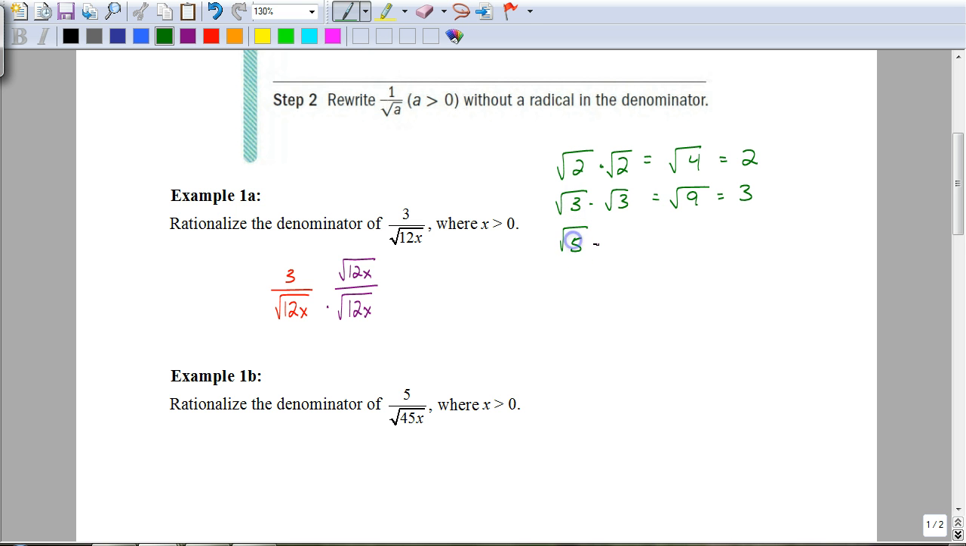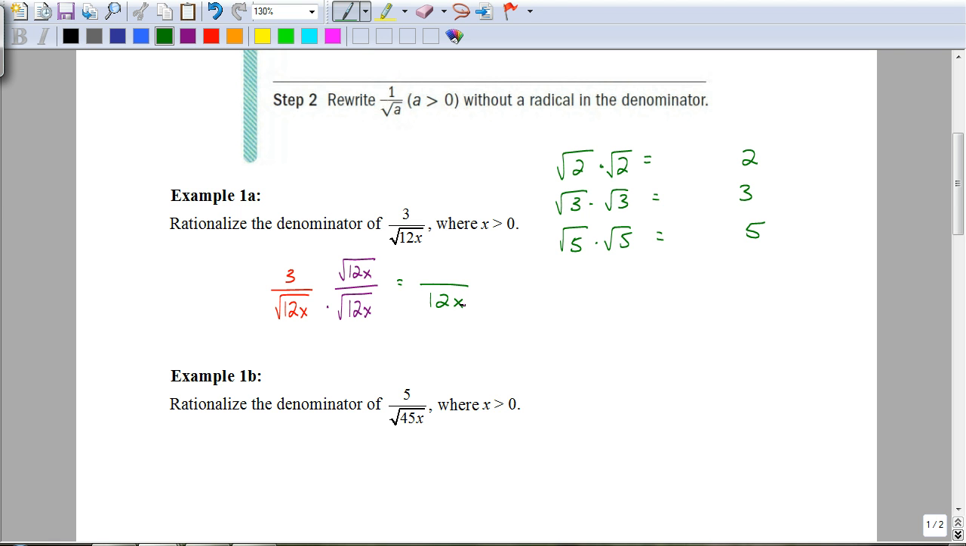Let's try one more. Square root of 5 times square root of 5 is square root of 25, which should be 5. So for all of these, now we can hopefully simplify this and see the shortcut. Square root of 2 times square root of 2 is 2. Square root of 3 times square root of 3 is 3. Square root of 5 times square root of 5 is 5, and so on. So square root of 12x times square root of 12x will be 12x.